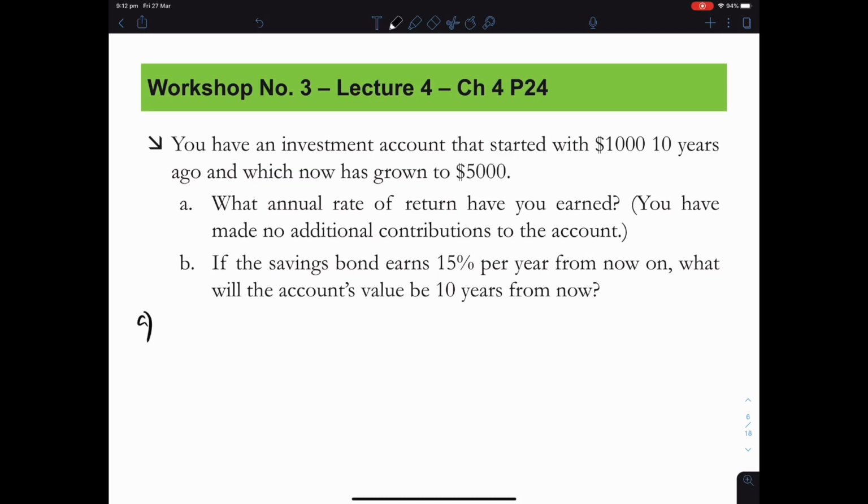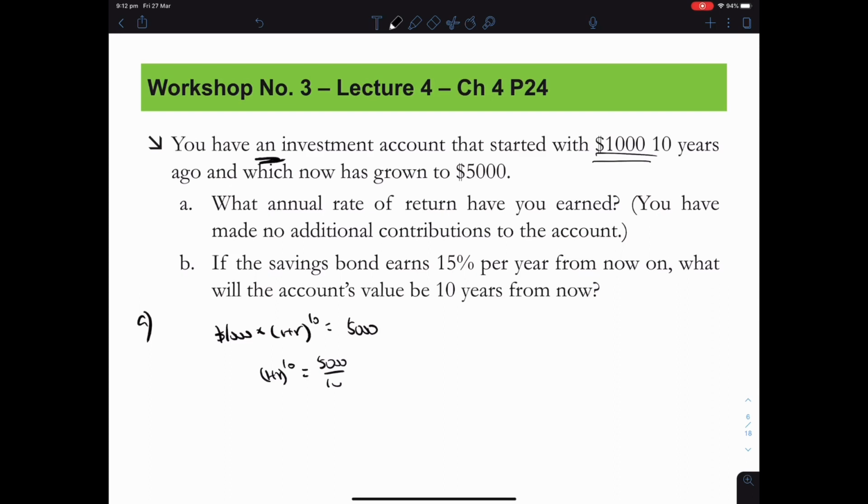What annual rate of return have you earned? Here, you made a single investment, because you only made one single input, which is 1,000. So your $1,000 times the interest rate factor for 10 years has now grown to 5,000. That means in order to solve for R, you simply rearrange it. Let me do it step by step, just in case some people are less comfortable with the math.